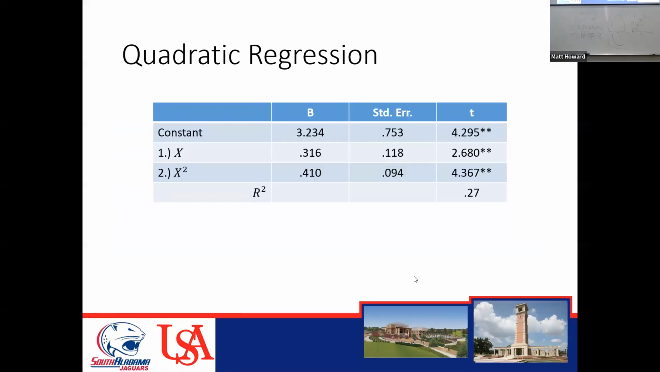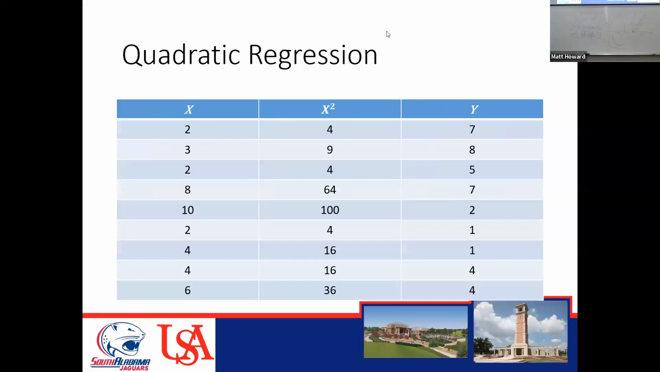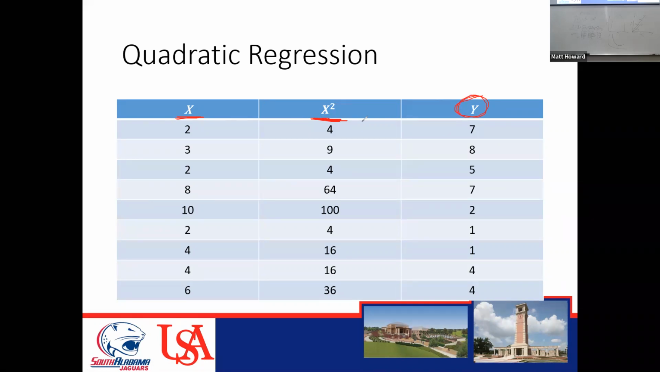And once we have that, we would simply run a regression where y is our outcome variable, and we would include both x and x squared as our predictors. That's also very important: if you run a quadratic regression and you only include x squared, you're going to get incorrect results. So when you're running quadratic regression, you want to include both x and x squared.